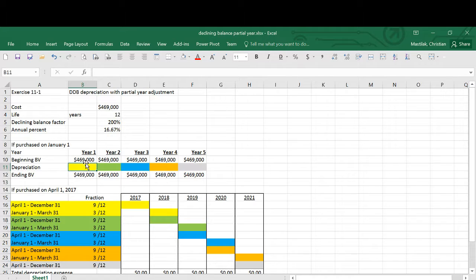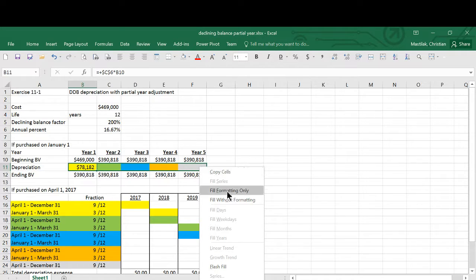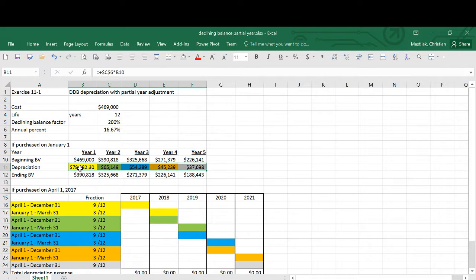So each year we'll just take the beginning book value, multiply that by 16.67%, and that'll give us the depreciation expense for each year. And then we'll just fill those in accordingly, make the pennies disappear. So we have in year one, $78,182, in year two, $65,149, and so on. So that all makes perfect sense if we are just doing double declining balance as though we had purchased the asset at the beginning of the year.